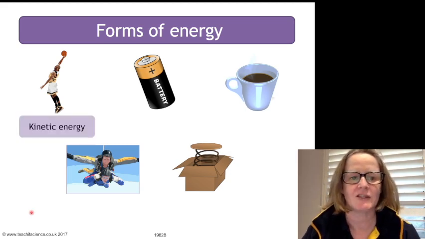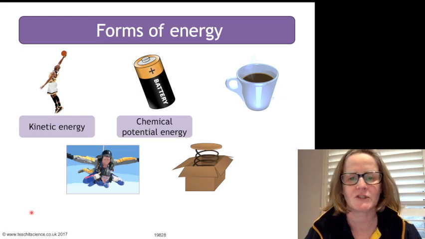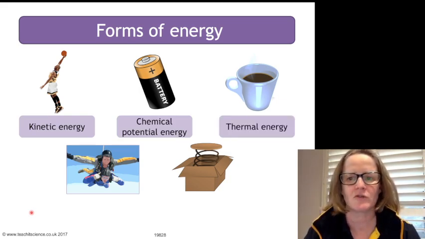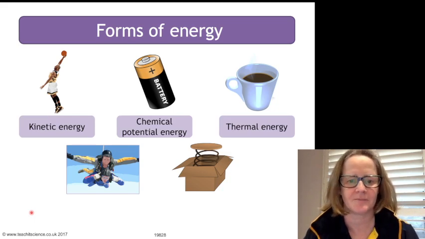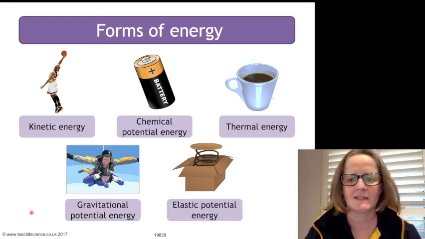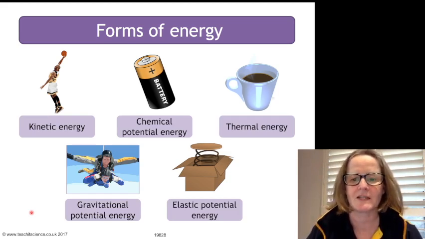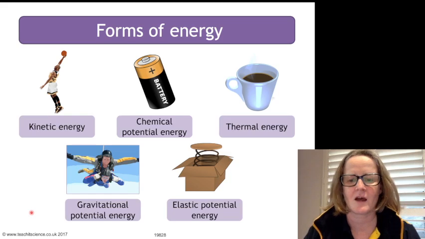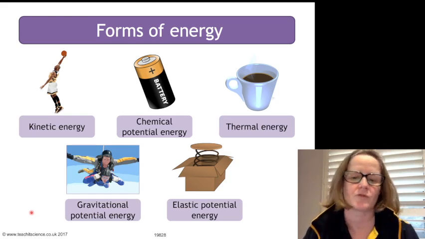So you have kinetic energy, that's movement energy. Chemical potential energy stored inside that battery. Thermal energy, also known as heat energy. Gravitational potential energy, that's when an object falls under the influence of gravity. And elastic potential energy, that's when you build up potential to move something through a coiled spring or a rubber band.